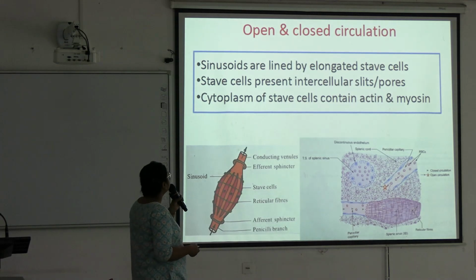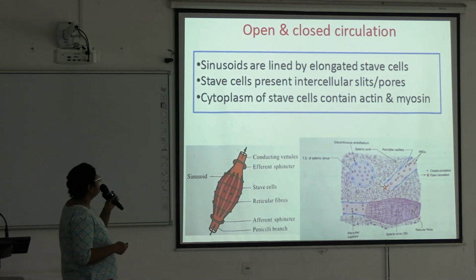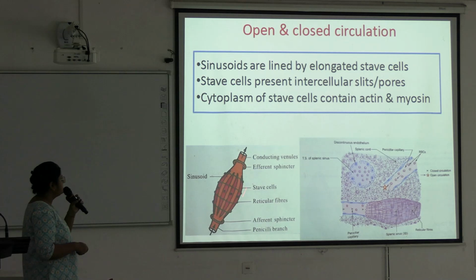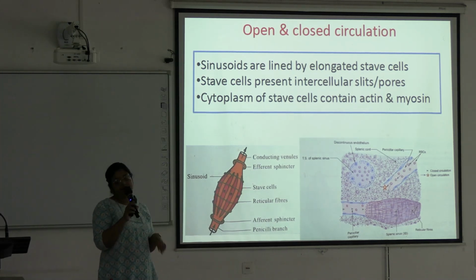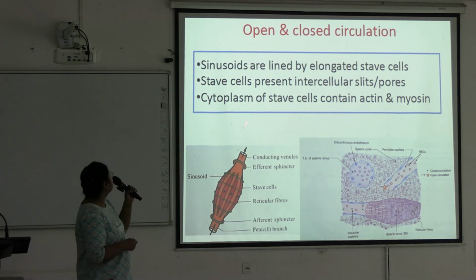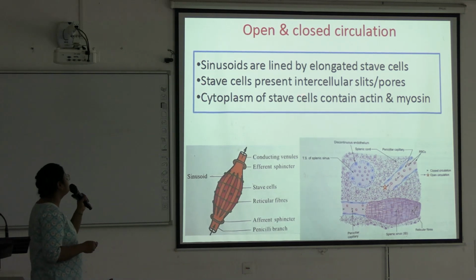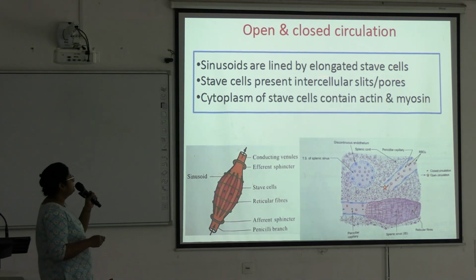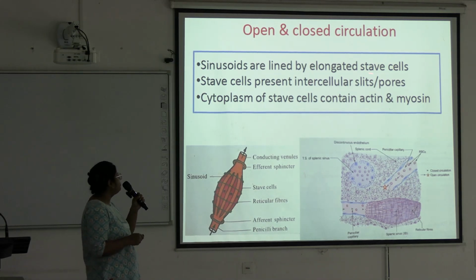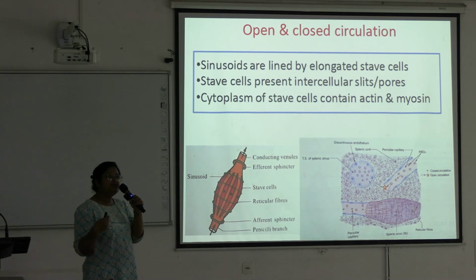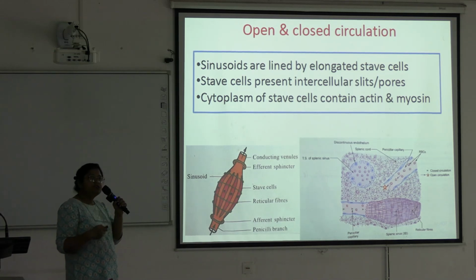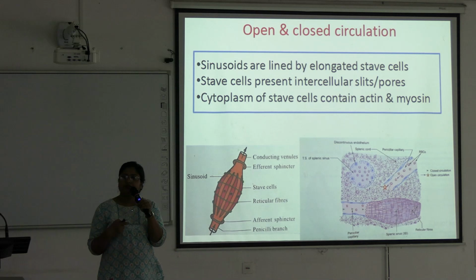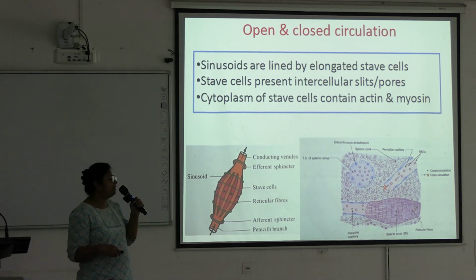Next, sinusoids are lined by elongated stem cells. See, these are the stem cells in a schematic diagram of sinusoids. Sinusoid can come as a short note also. Okay, so sinusoids are lined by elongated stem cells. Stem cells have intercellular slits or pores through which pass the RBCs and other blood materials. And the cytoplasm of the stem cells contains actin myosin fibers. So they have contractile property because of the presence of these actin myosin fibers.